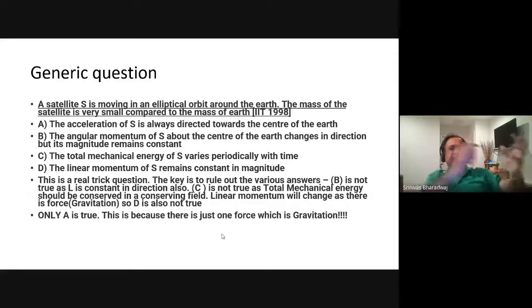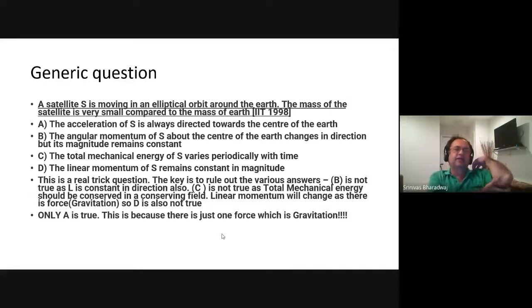GMm by R square, A attracts B, B attracts A. The acceleration is in the direction of the force, right? F equals ma. F and a are always in the same direction. The angular momentum of S about the Earth changes in direction, but its magnitude remains constant. No, the angular momentum is conserved.